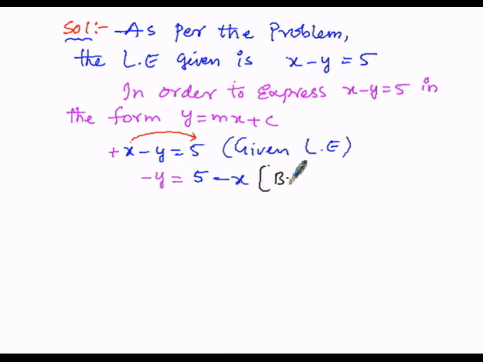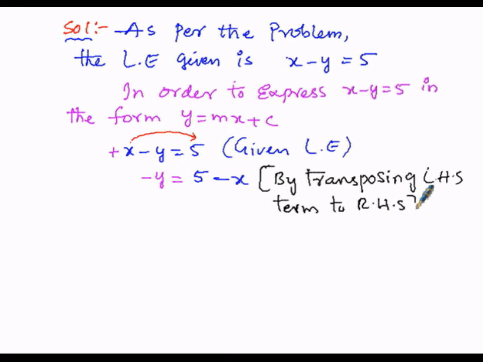So, here by transposing, the LHS term is plus x. So we are going to transpose this LHS term over to the RHS. When it is transposed over to the right hand side, plus x becomes minus x. But here, as per the rule, we have to make the given linear equation in the form of y is equal to mx plus c.